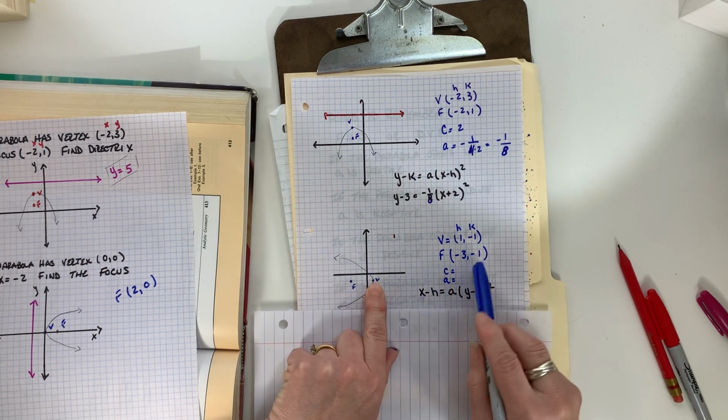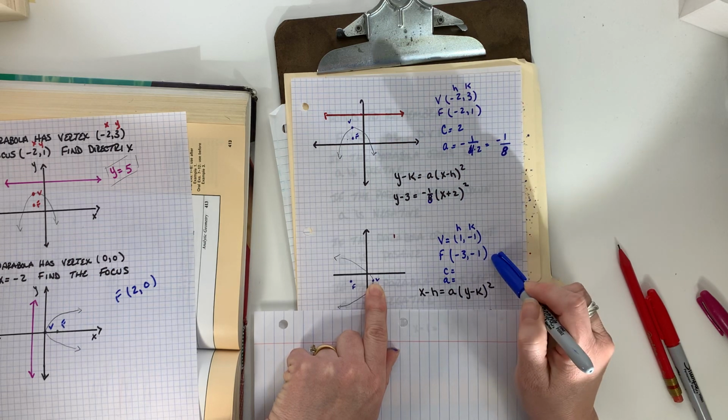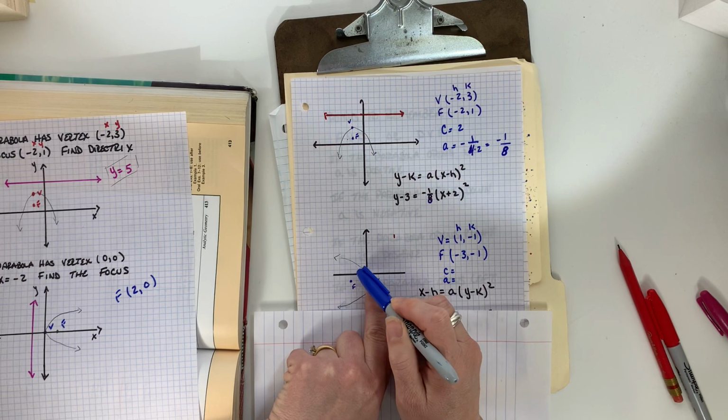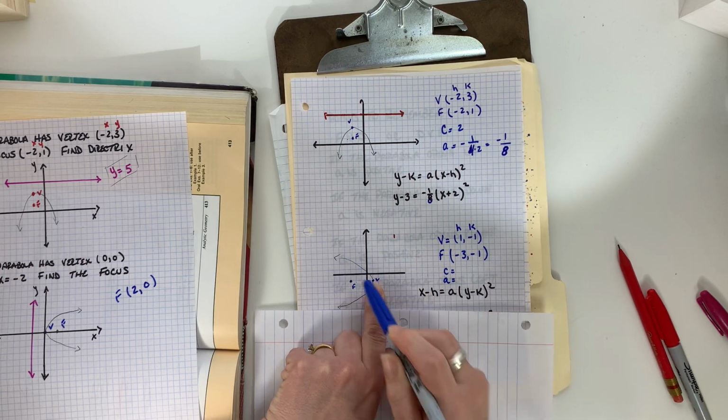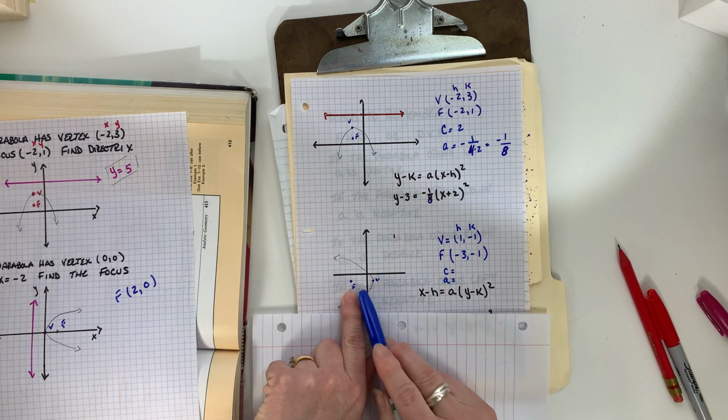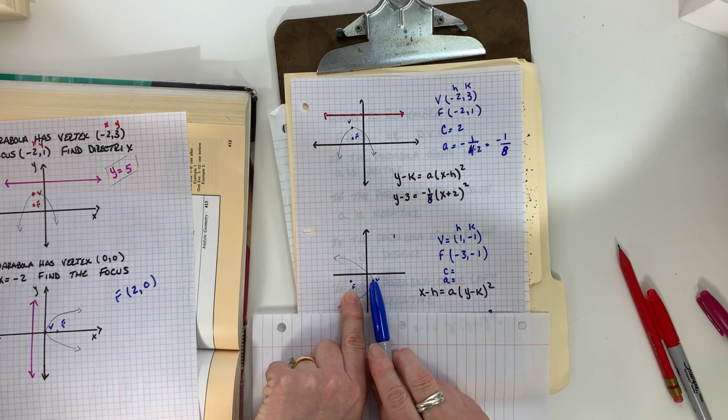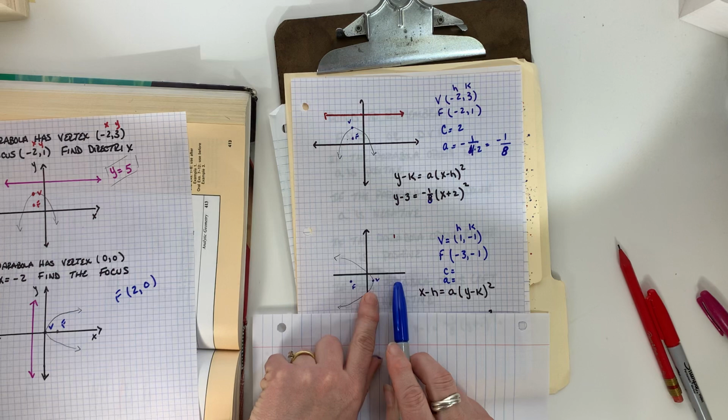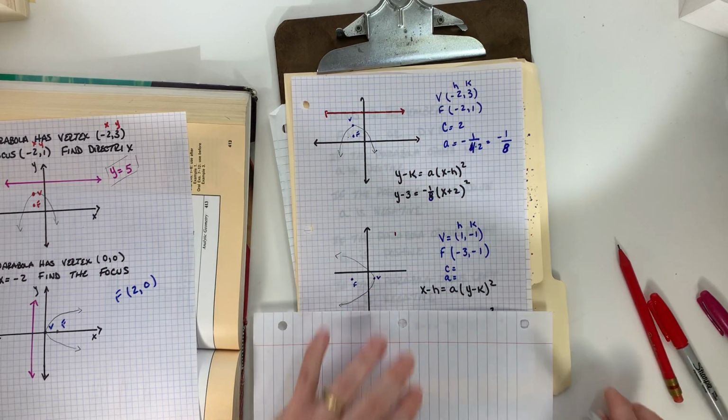So we graph the vertex right there. The second thing they give us is that the focus is (-3, -1). 1, 2, 3, -3, -1. That's our focus. So now remember, we have to put our directrix on. The vertex is in the middle between the focus and the directrix. So where's my ruler?